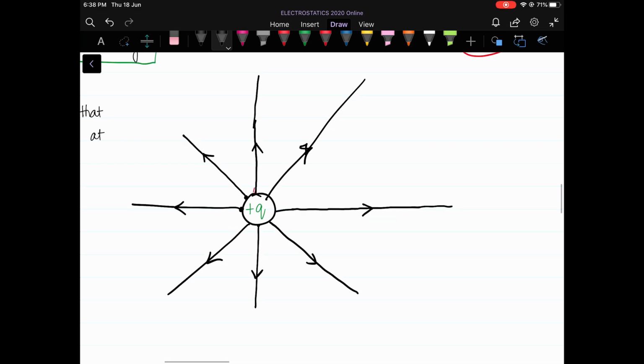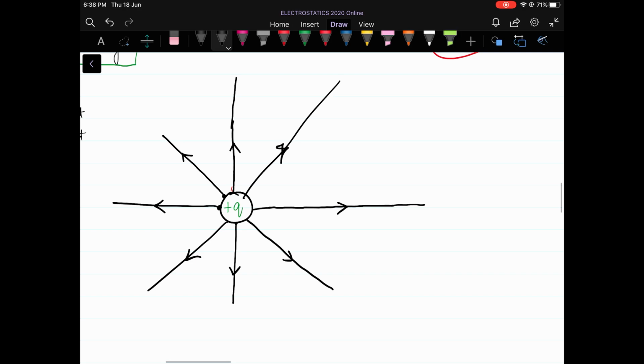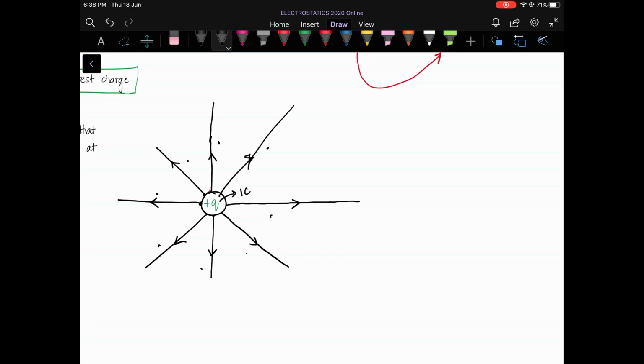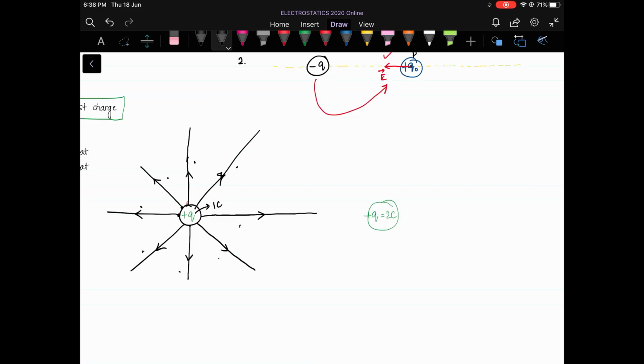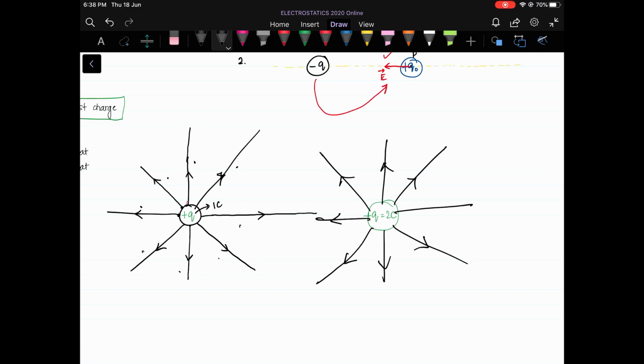Now the question is how many of them we have to draw. Here you can see we have drawn 8 lines: 1, 2, 3, 4, 5, 6, 7 and 8. And suppose the source charge that I have taken is, let's say, 1 coulomb. If we had a source charge of plus q, but this time 2 coulombs, we'll again get these field lines drawn as usual. This time we should not draw 8 lines, but we should represent it by 16 lines.